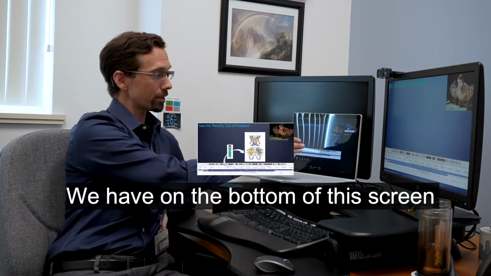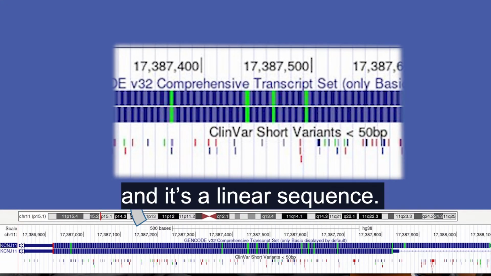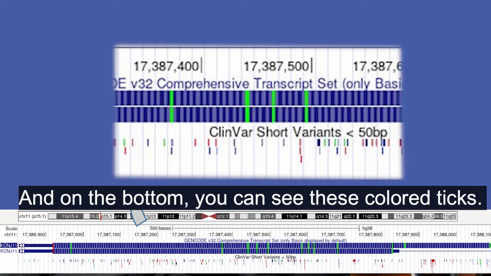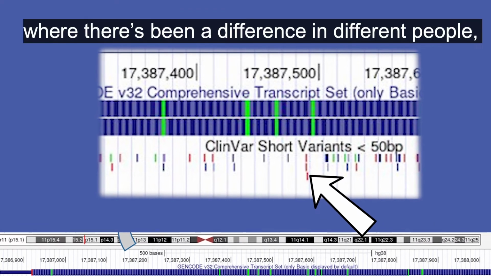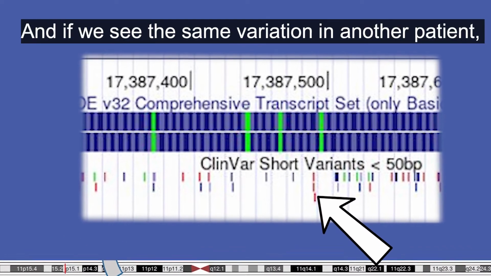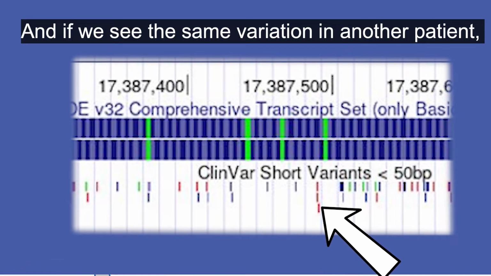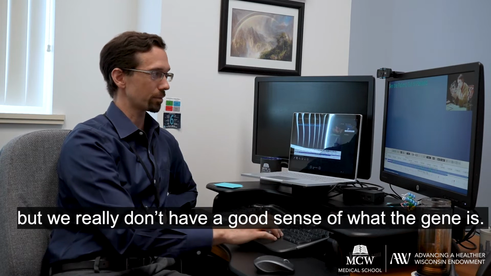What we have on the bottom of the screen is a representation of a gene, and it's a linear sequence. And at the bottom you can see these colored ticks. These are sites where there's been a difference in different people, a genetic variation. And if we see the same variation in another patient, well, that's maybe what happened, but we really don't have a good sense of what the gene is.